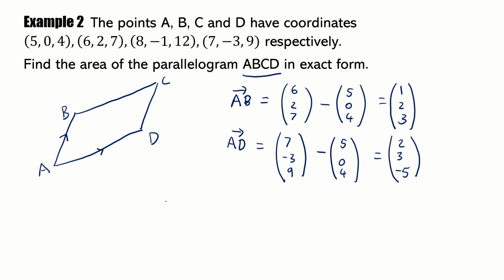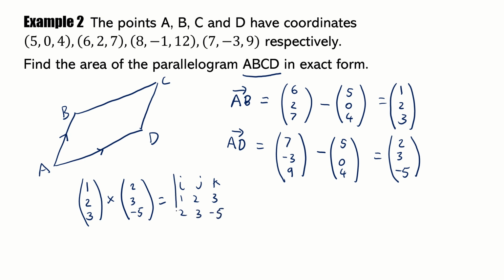And so now that I have the vectors for the edges, I can work out the cross product. So that's just the cross product of (1, 2, 3) and (2, 3, -5), which again would be doing i, j, k, 1, 2, 3, 2, 3, -5. And if you work out what that comes to, that will come to (19, 1, -7). Saving some time by skipping some of the calculation there.